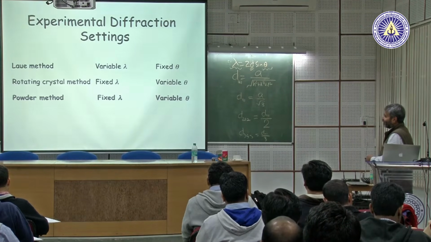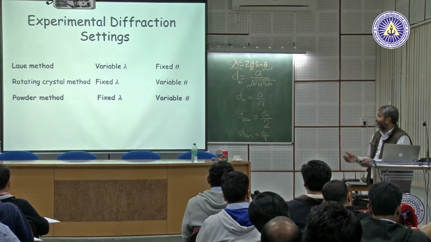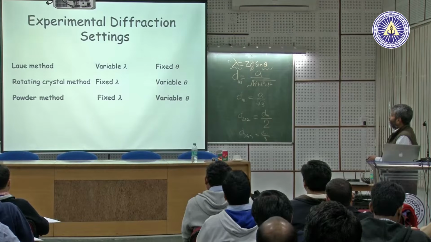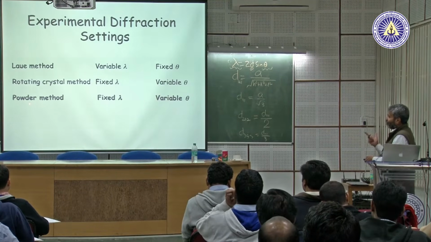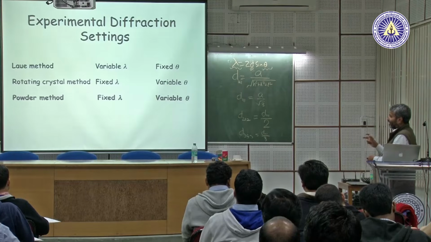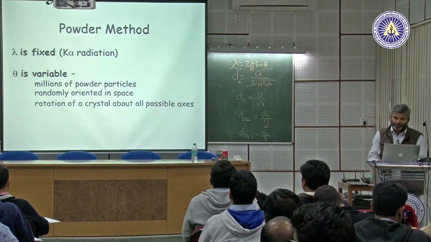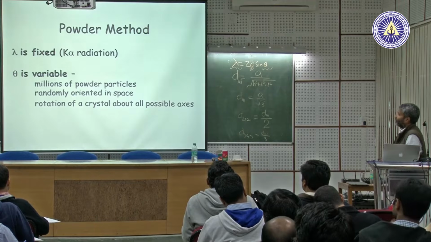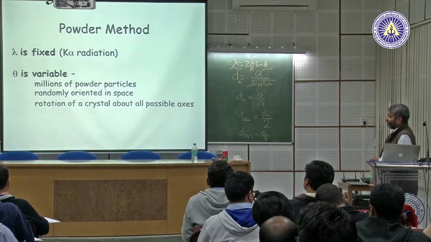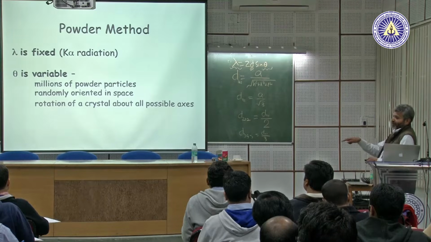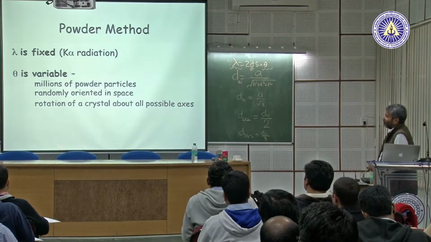But the way they vary theta differs. In the rotating crystal method, they actually rotate the crystal to vary theta. In the powder method, nothing is rotating, simply because you have a polycrystalline powder, each grain is differently oriented. So, that is what is giving you a variable theta. Millions of powder particles are there, randomly oriented in space. So, X-ray will come and hit them at different angles, so theta becomes variable.